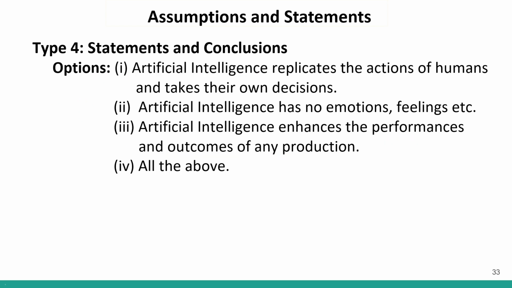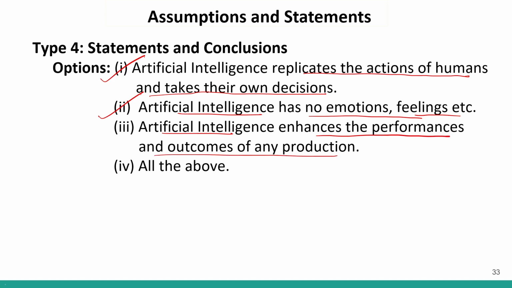First conclusion is artificial intelligence replicates the actions of humans and takes their own decision. Definitely, this is given in the first statement itself. So, this is a correct conclusion. Second one says artificial intelligence has no emotion, feelings, etc. Obviously, this was also mentioned in the statement, so this is a correct conclusion. Third one says artificial intelligence enhances the performances and outcomes of any production. So, this was also mentioned in the statement, therefore, this is also correct.